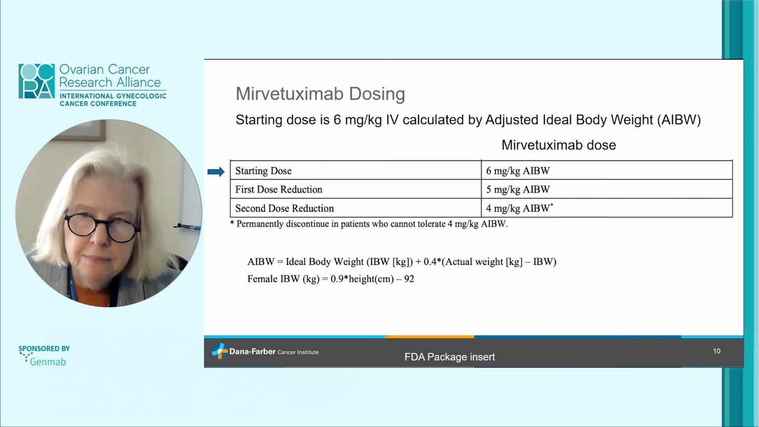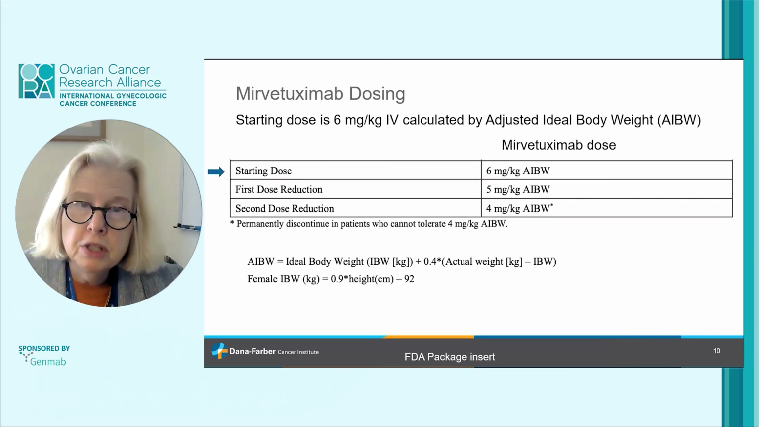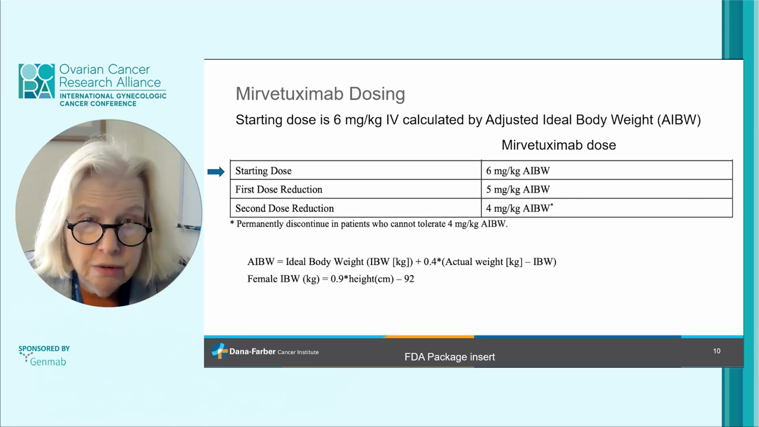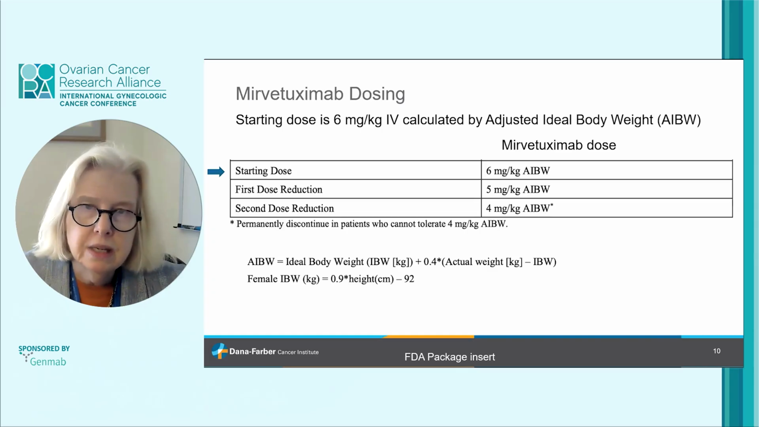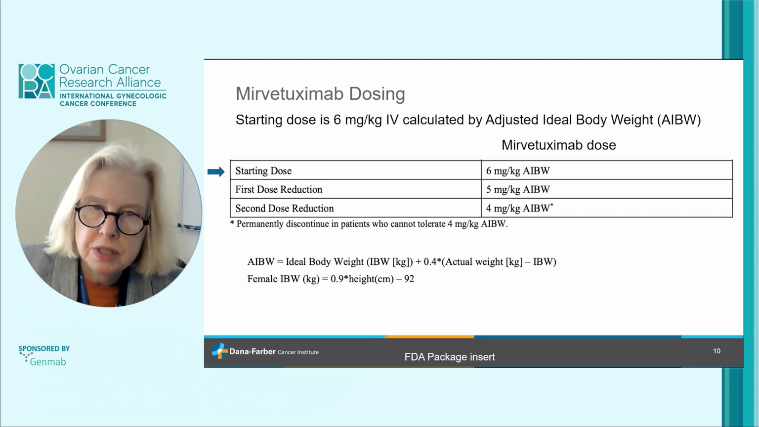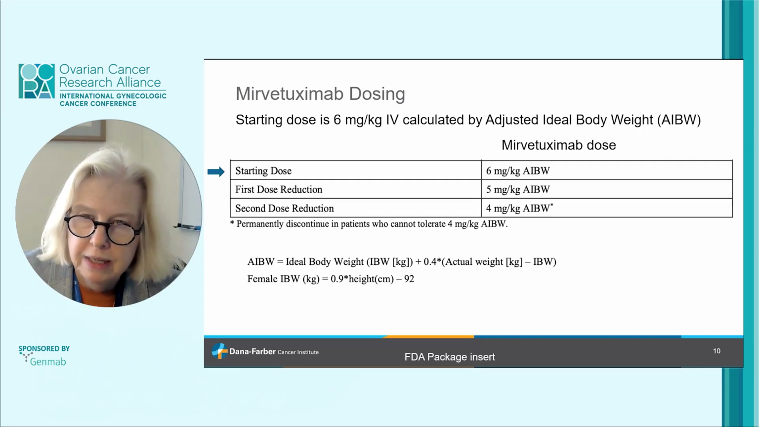This is taken from the FDA package insert. The starting dose is 6 milligrams per kilogram. The first dose reduction is down to 5, and then you can go down to 4. Reasons for the dose reductions are mostly because of neuropathy as well as eye side effects. What this drug does not have as side effects is hair loss. There's no hair loss, and blood count drops really do not occur. And if you're interested in how the adjusted ideal body weight is done, it's at the bottom here.